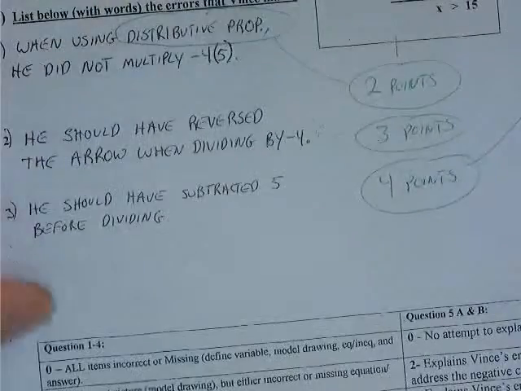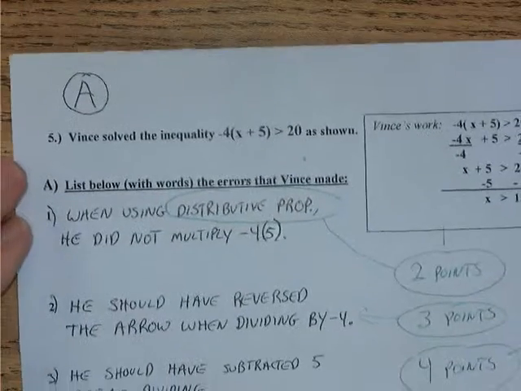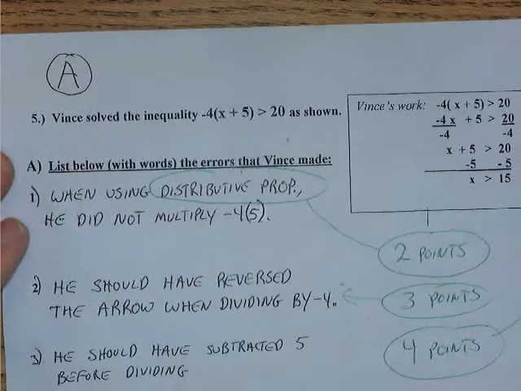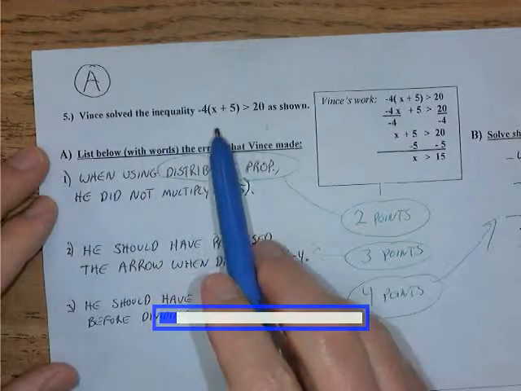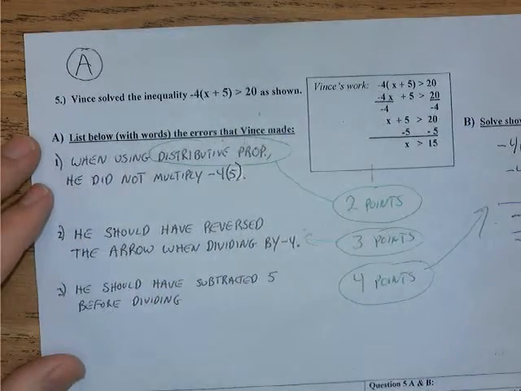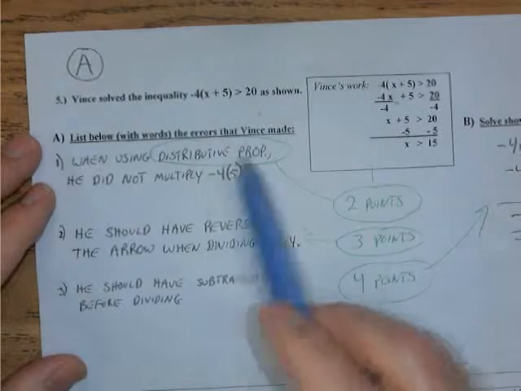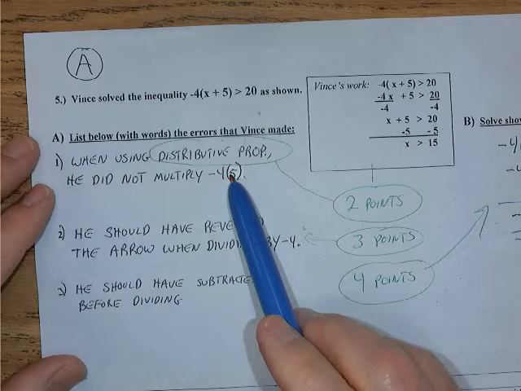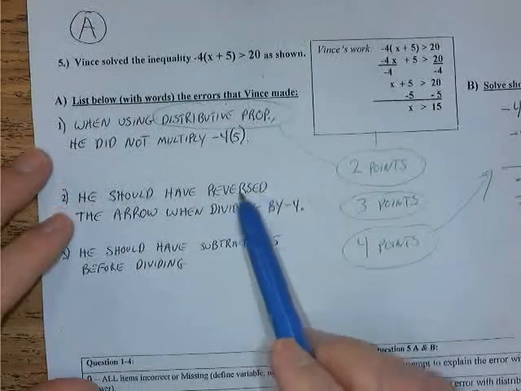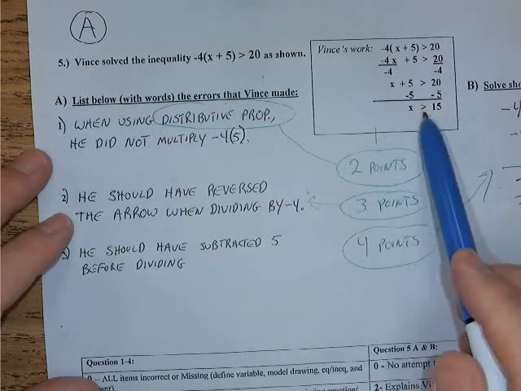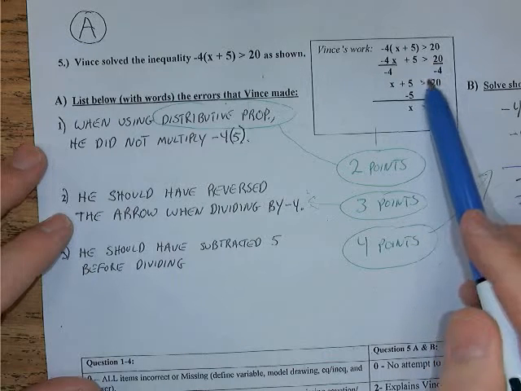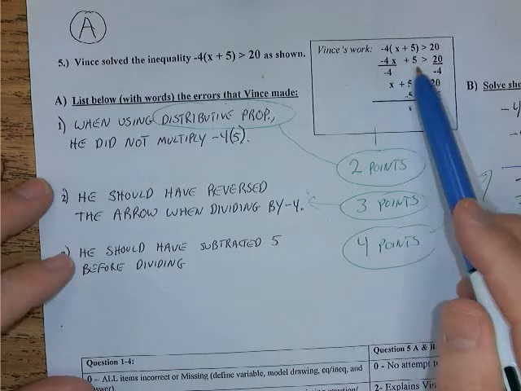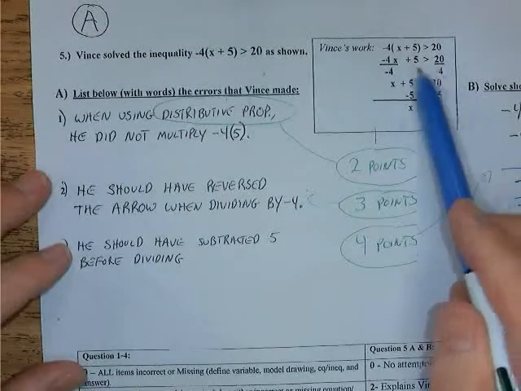They're a little different. A and B are just a little bit different. Let's first take a look at letter A. We've noticed that one of the problems, Vince, when he solved this, he didn't use the distributive property. He didn't do -4 times 5. He also didn't reverse the arrow when he divided. Now, some of you said that he should have subtracted before, and that's okay. I did that. I gave credit for that also.